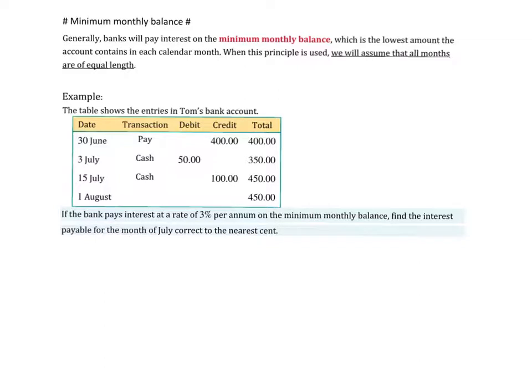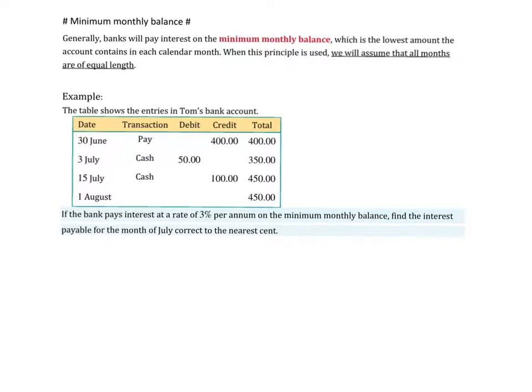So looking at this example here, it says the table shows the entries in Tom's bank account, and you can see that on the 30th of June, he had $400. He then, on the 3rd of July, took $50 out and had $350. He put $100 in, so he might have got paid. And on the 15th of July, it went up to $450. And then by the time the 1st of August came, there was still $450 there.